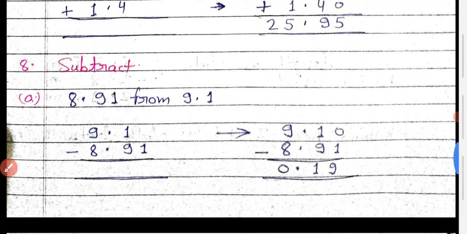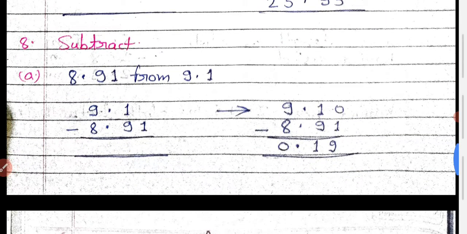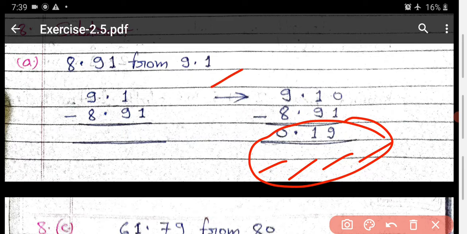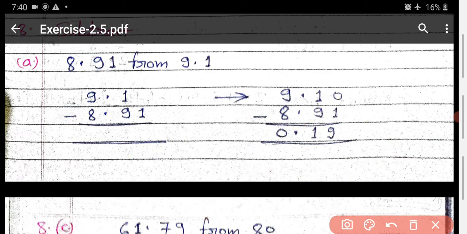Come on, question number 8. Question number 8 is 8.91 from 9.1. The number after "from" is always put first. So from it means you have to subtract from this one. So write 9.1, and here you have to write 8.91. Subtract means you have to put minus. But now they are not in standard form, so you have to increase 0 from your side to make it standard.